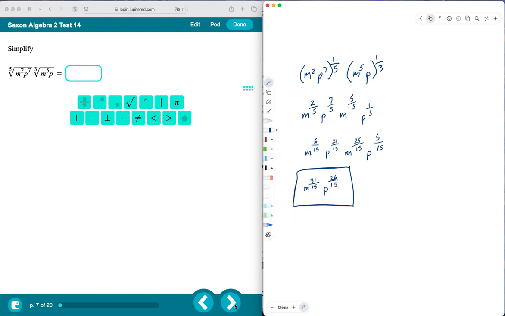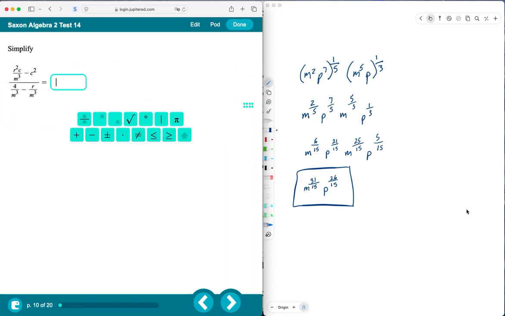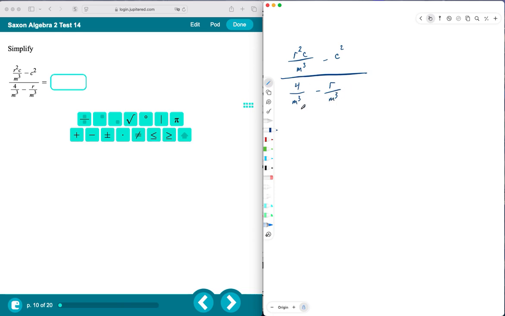All right, number 10 is the next one that you did struggle on. So let's see. Let me roll this up out of the way. So we have r squared c over m cubed minus c squared, all of that over 4/m cubed minus r/m cubed. Well, the good news here, they both have the same denominator, so I can actually rewrite this as one fraction. 4 minus r, over m cubed, because they have the same denominator.